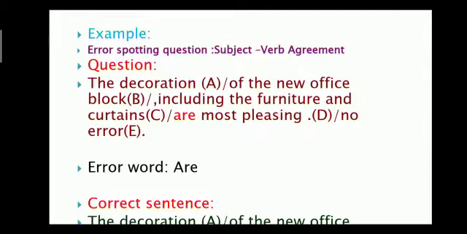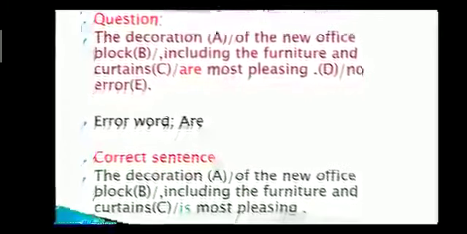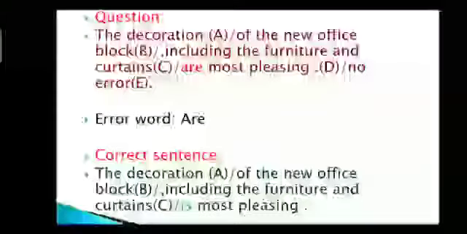In this sentence, the error is in the fourth part of the sentence. The error is related to the subject verb agreement. A singular subject always goes with a singular verb. A plural subject always goes with a plural verb. The decoration of the new office block is singular. Therefore, the verb that should be used must be singular. The correct sentence is: the decoration of the new office block, including the furniture and curtains, is most pleasing.